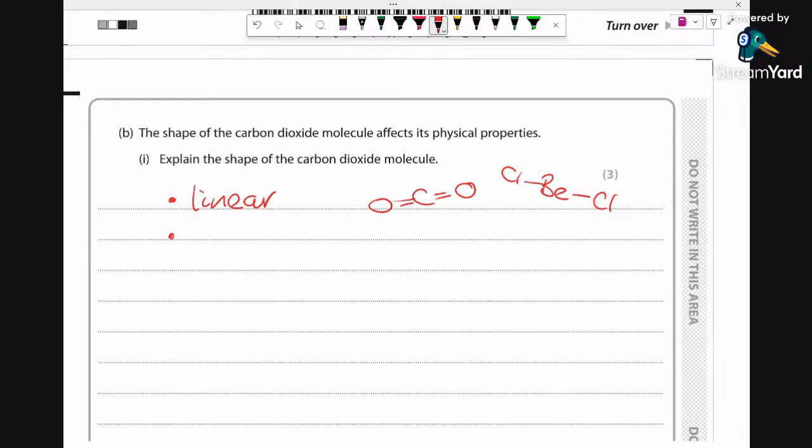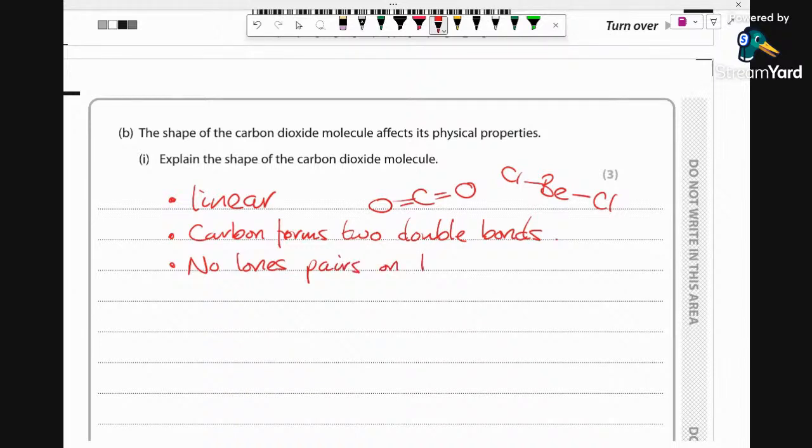We're going to say carbon forms 2 double bonds. This is a horrible question, by the way. 2 double bonds. No lone pairs. No lone pairs on the carbon.